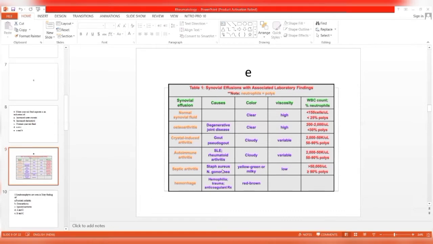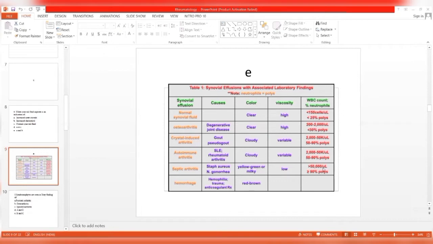Septic arthritis is caused by septic organisms such as Staphylococcus aureus and Neisseria gonorrhoeae. And in case of septic arthritis, septic means pus. You remember like that. The color of pus is yellow or green. So in septic arthritis, the color of the synovial fluid is yellow, green or milky. Viscosity becomes low and neutrophils, that is WBC, are again increased.